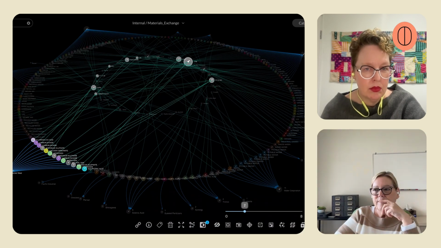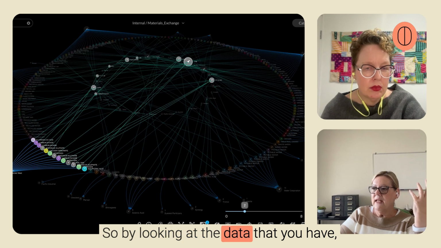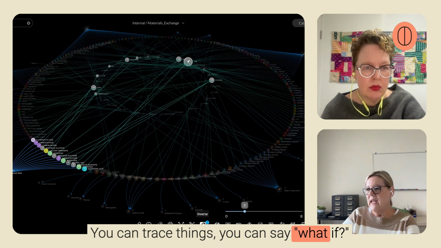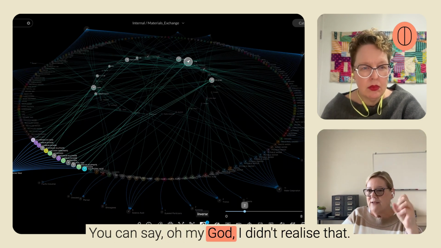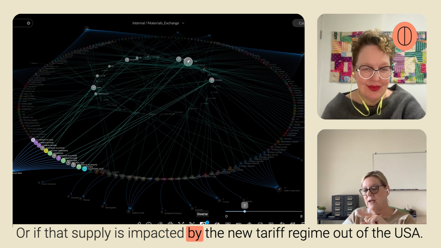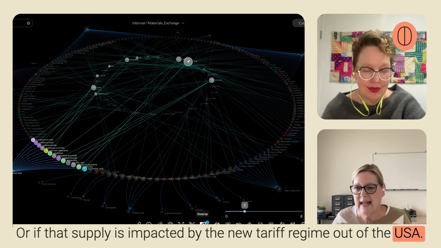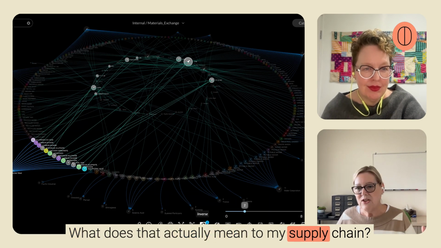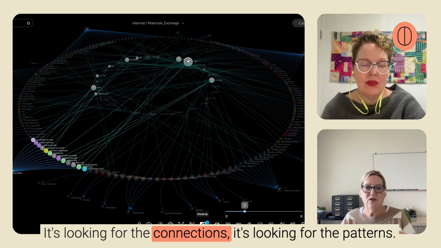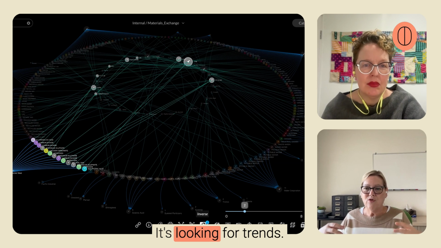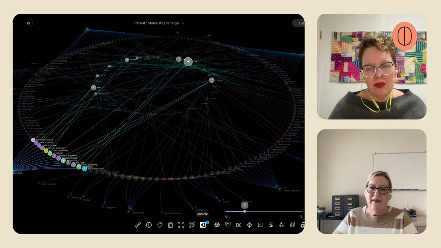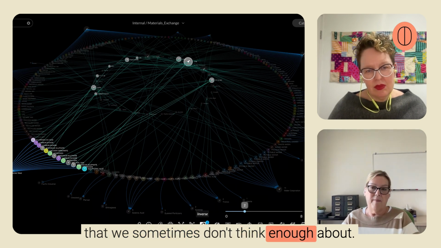So what does that mean? So by looking at the data that you have, you can start to look at it in certain ways. You can trace things. You can say, what if? You can say, oh my God, I didn't realize that. Or if that supply is impacted by the new tariff regime out of the USA, what does that actually mean to my supply chain? So it's bringing things together. It's looking for the connections. It's looking for the patterns. It's looking for trends. It's looking for things that are impacting our organizations that we sometimes don't think enough about.